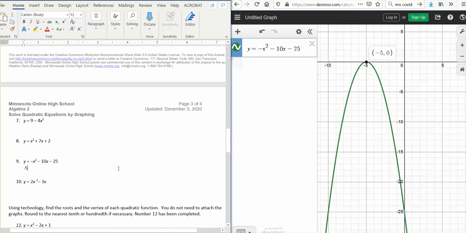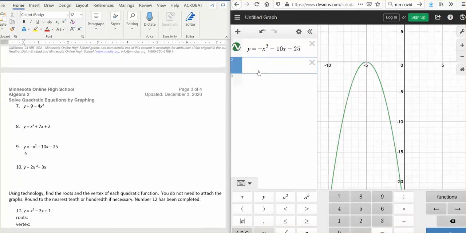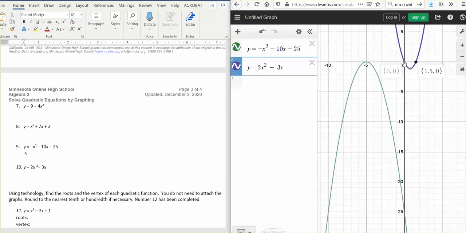Let's see if I can find one that might have a decimal, so you can see. Let's try this next one. 2x squared minus 3x. This one has a decimal. One of them's a decimal, and you don't have to round it because it's just going to show up for you. So remember, the solutions are where it crosses the x-axis.